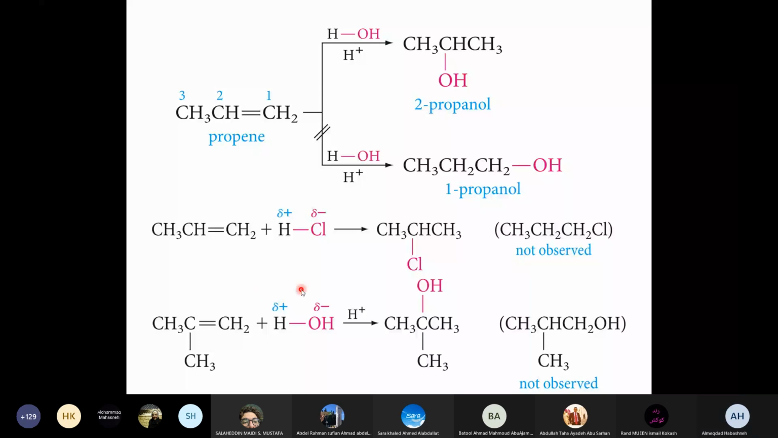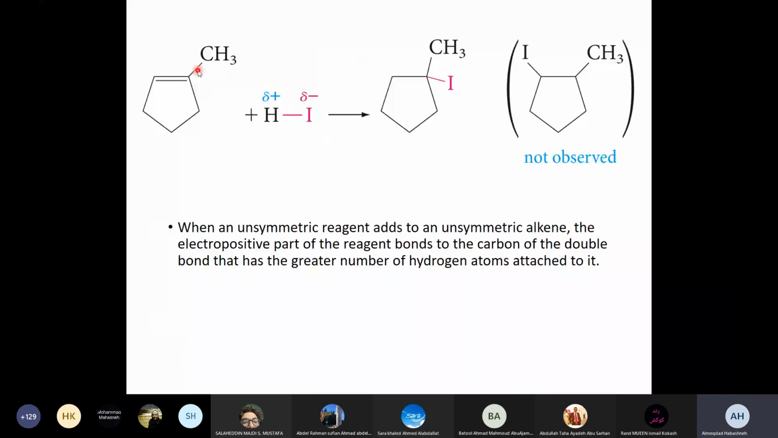Did we get the idea? H is added to the carbon connected to more hydrogen, and OH is added to the carbon connected to less hydrogen. The same applies with HI for this compound: this carbon is connected to CH, and this carbon is connected to CH3. There's no hydrogen here. H is added to this carbon and I is added to this carbon. This carbon instead of CH became CH2, while this carbon is connected to the iodine.